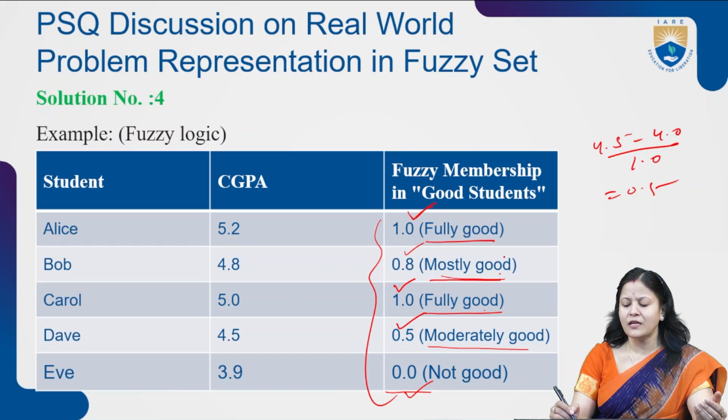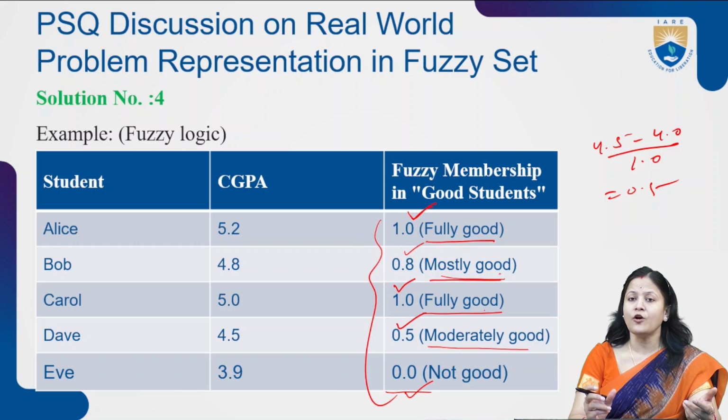Sometimes what happens is these linguistic variables would be given, and we have to find out the membership value. In that case also we have to apply the membership function depending upon their priority. Priority means, for fully good and the other words, which one we have to give maximum priority. So depending upon the priority, the function will be defined.